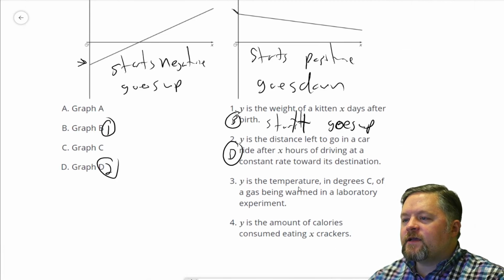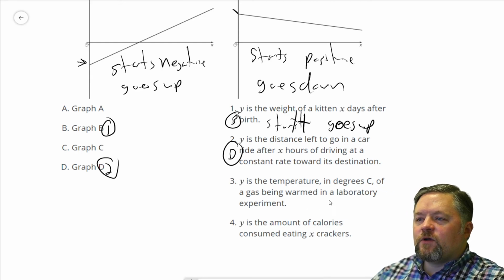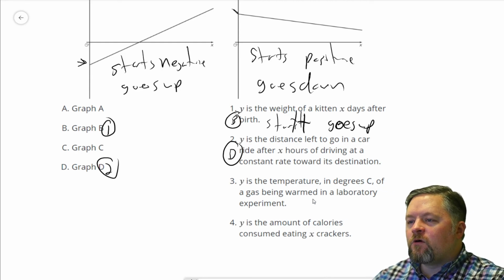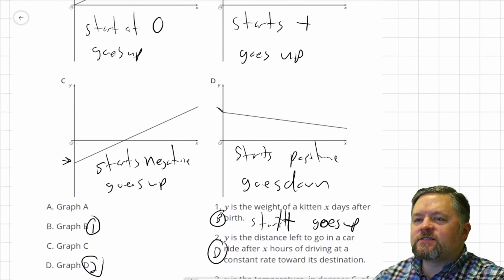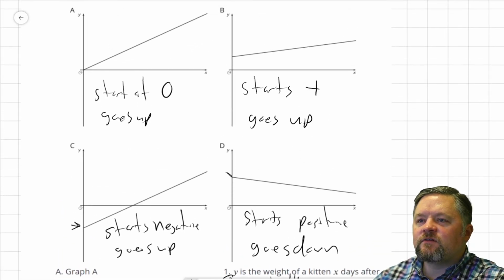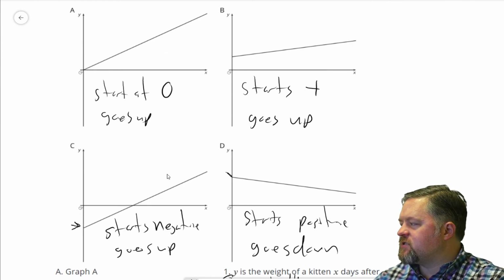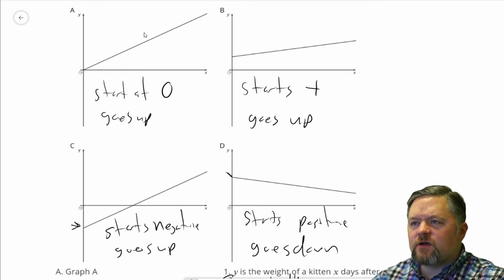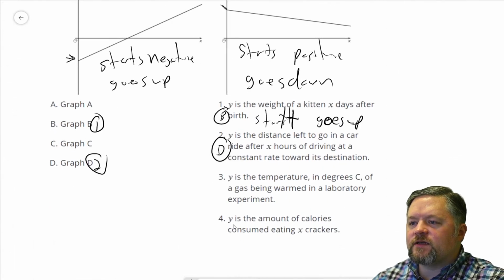3. The temperature in degrees C of a gas being warmed in a laboratory experiment. So we have some gas, it's getting warmed. Which one is that? What do we have left? We've done B and D, so we have A and C left. So a gas warming, we don't know what it starts at. So it could be either of these. Let's look at what 4 is.